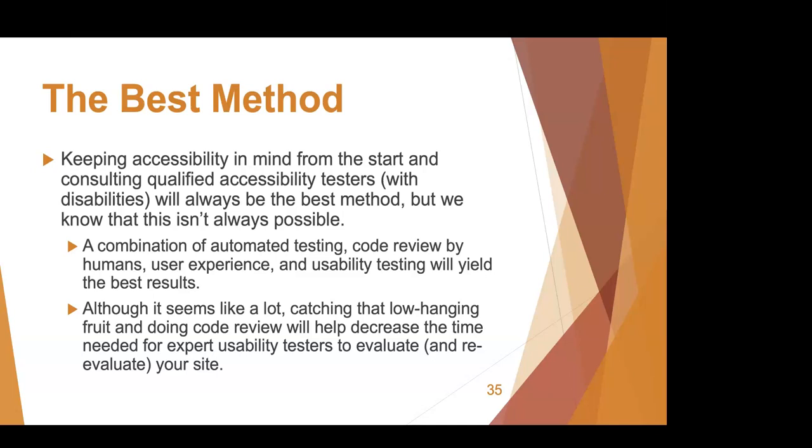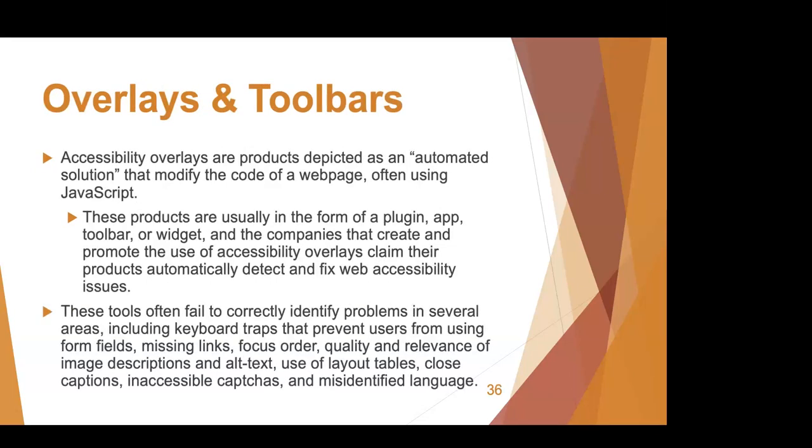So let's talk about overlays and toolbars. Accessibility overlays are products depicted as automated solutions that modify the code of a web page in real time using JavaScript. Usually the way this works is you add a line to the top of the web page that incorporates this accessibility overlay or widget, and then the overlay will take over and do various things. It will interfere with the loading of the web page, and it will modify it to be supposedly more accessible as the page is loaded on the user's machine.